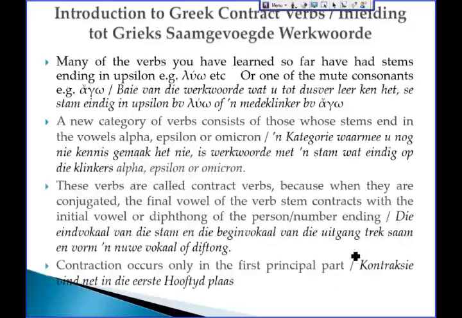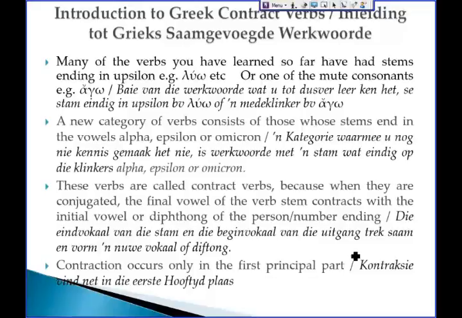Contraction occurs only in the first principal part, only in the present indicative active. The rest of the other tenses, it's business as usual, like your future, like your aorist, perfect, and so forth. So when we talk about contraction and this whole new thing we are learning about contract verbs, it only occurs in the first principal part. Are we there?